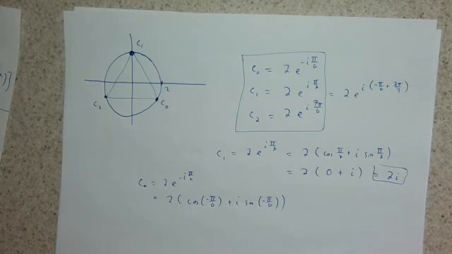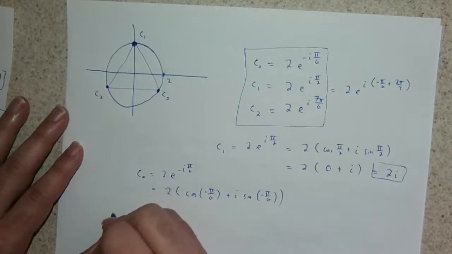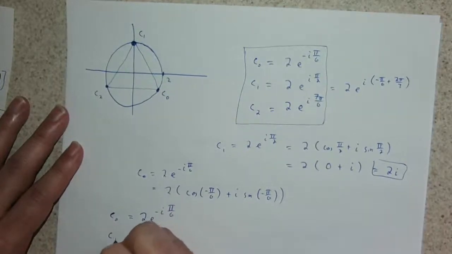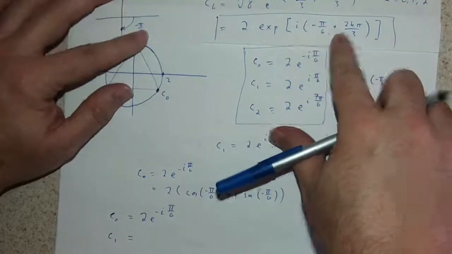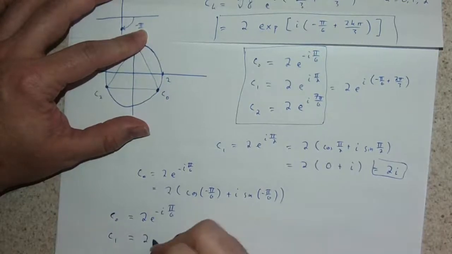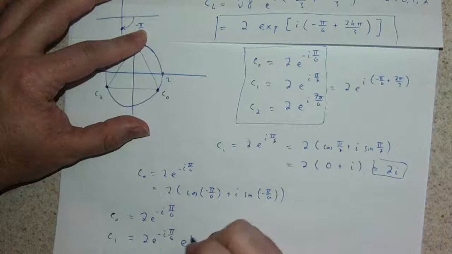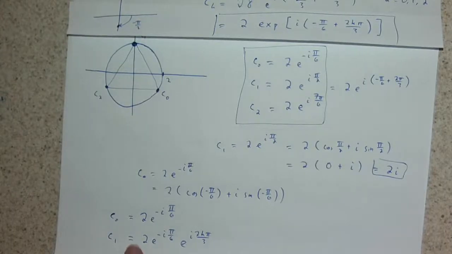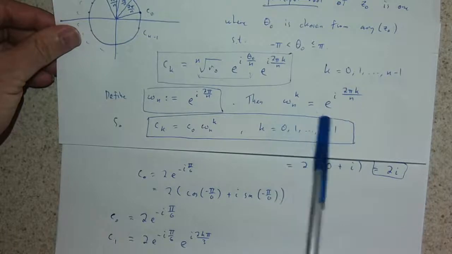All right, and I'm going to stress one thing here, that I can write these in a particular way. So I'm going to go back and write, C naught is 2e to the minus I pi over 6. C sub 1 can be written as, going back to my description here, I'll put this at the top, 2 times e to the minus I pi over 6 times e to the I 2k pi over 3. Remember what I wrote here when I came up with this alternate notation. So omega sub n was e to the I 2 pi over n, which meant that omega sub n to the k is e to the I 2 pi k over n.